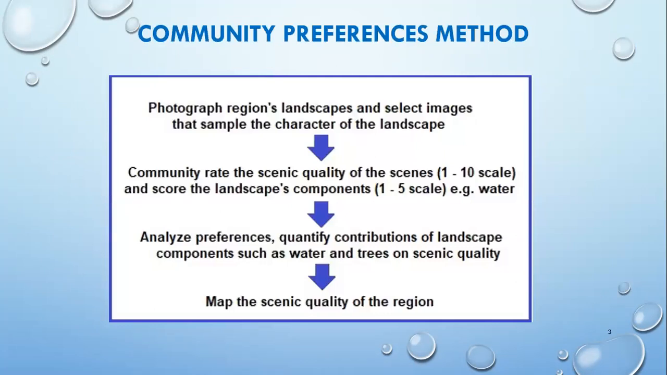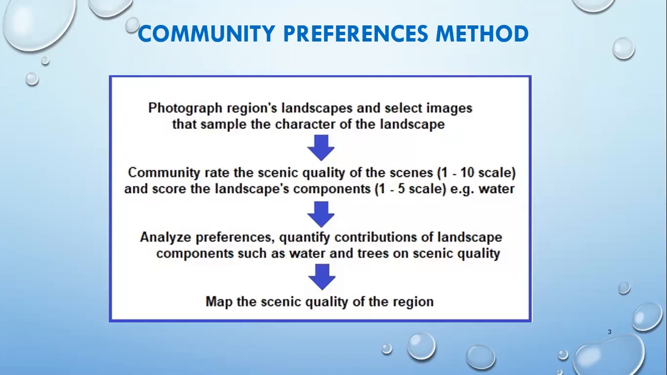The community preference method involves photographing the region's landscapes and then selecting, from the large number of photographs that one takes, photographs which represent the characteristics of the landscape. Then set up an internet survey that the community rate the scenic quality of the scenes on a 1 to 10 scale or any scale you devise, and also have smaller groups scoring the components of the landscape, such as water and trees, landforms, and so forth, on a 1 to 5 scale.